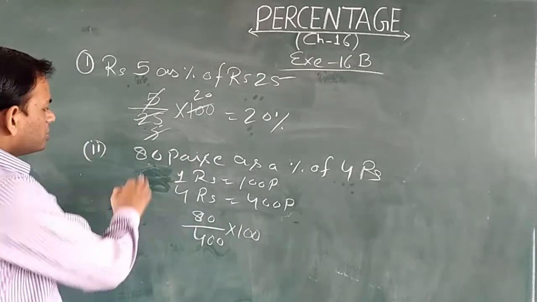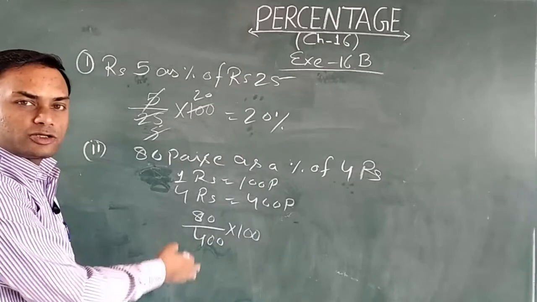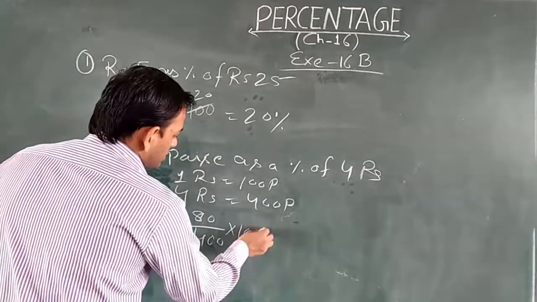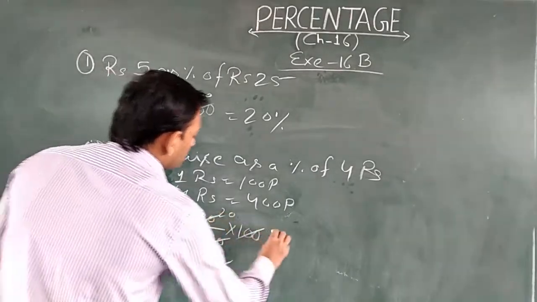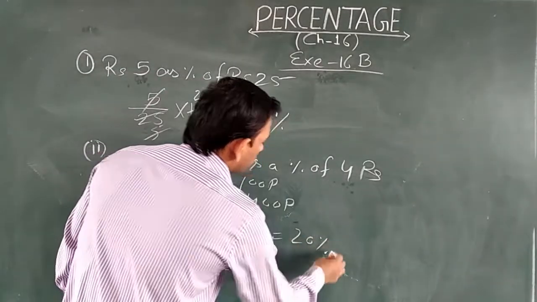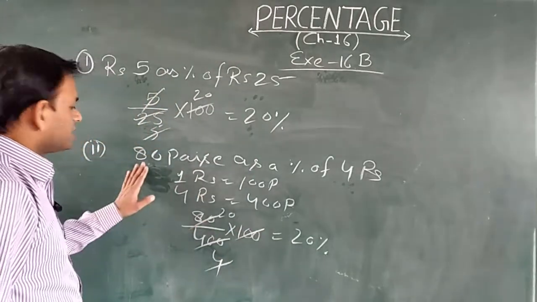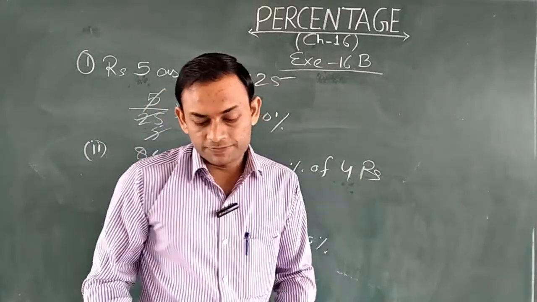Got it? I told you the value we are talking about we will write above the line, and the total value will be written below the line, and multiply by 100. So 4 fours are 16 and 4 twos are 8. So you have got 20%, means 80 paise is 20% of 4 rupees. Got it?